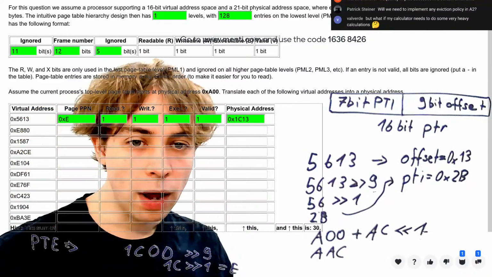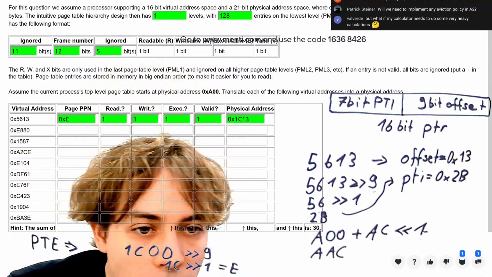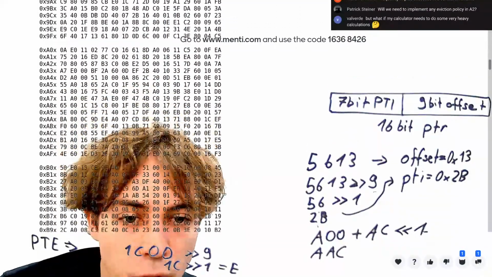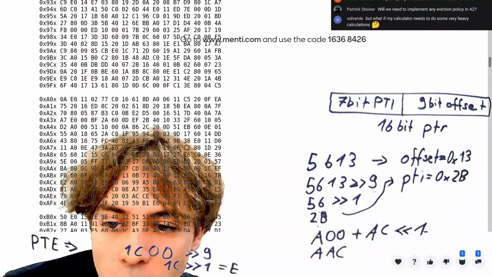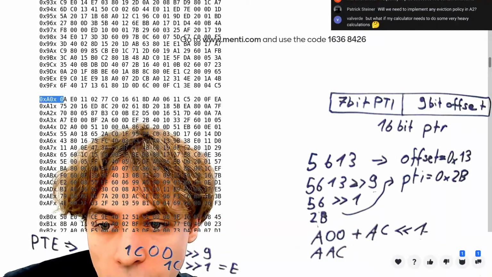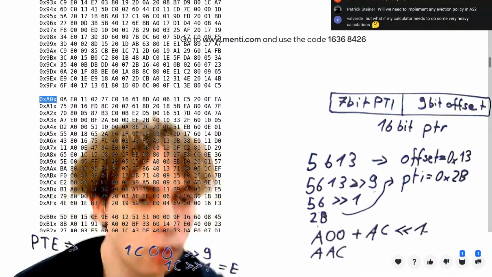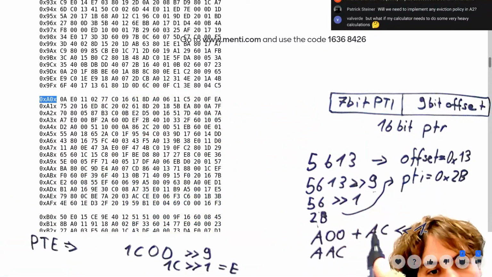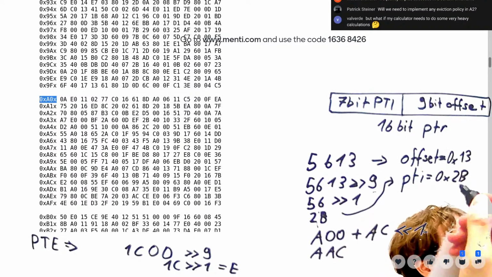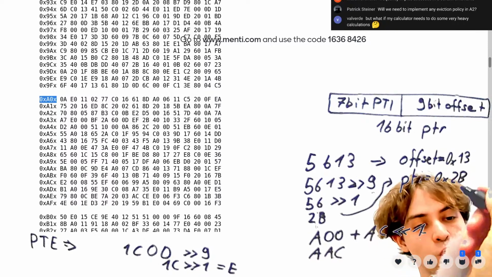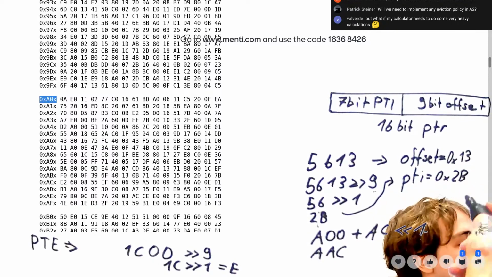And now I want to access the right entry. Let's go down to address A00. And I will now do this more naively. So I will go to A00. Right, I'm here now. This is A00, and what I want to access is offset AC. Or let's start here. PTI. This is the index that I want to access. This is 2B.